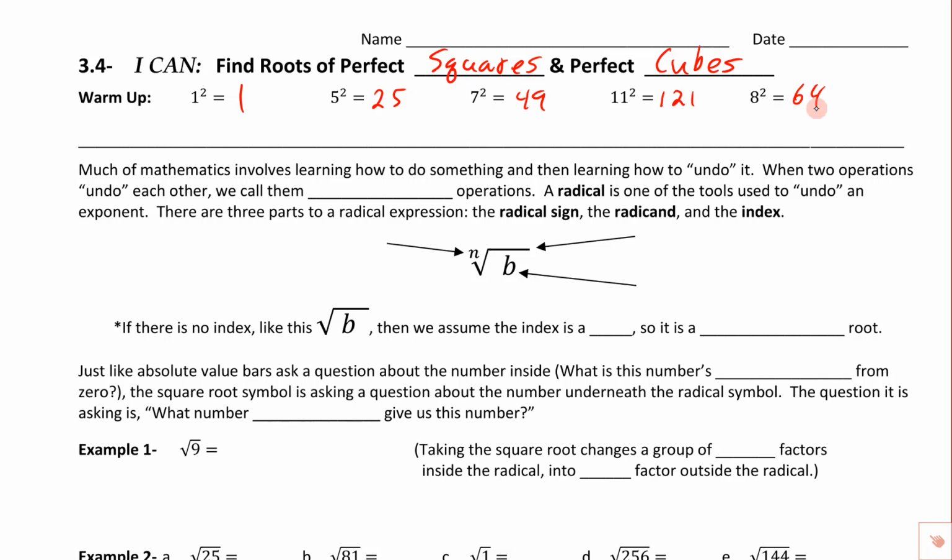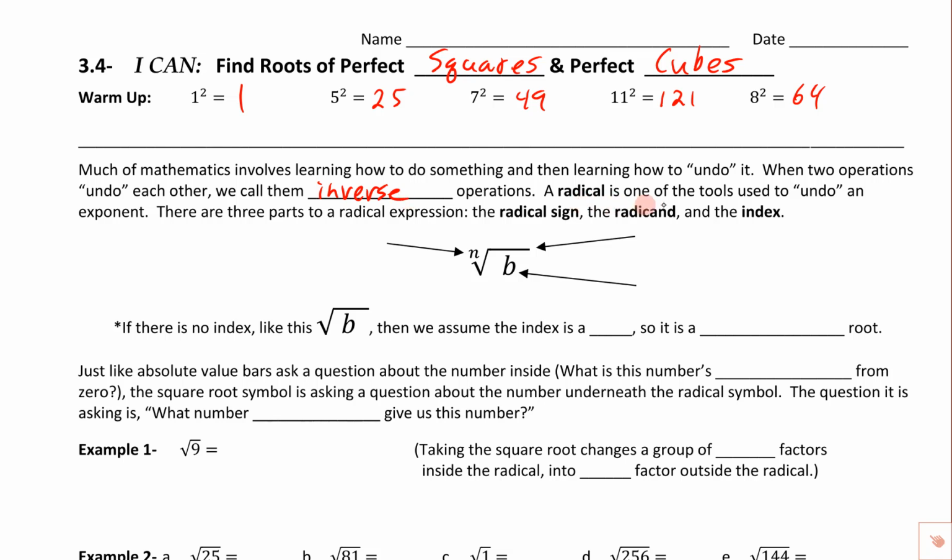Now, a lot of what we do in math comes down to this. We learn how to do something, and then we learn how to undo it. We do it forwards, and then we undo it. We go backwards. Like we learn how to add, and then we learn how to subtract. We learn how to multiply, then we learn how to divide. Now, when two operations undo each other, they have a special name. We call those inverse operations. So inverse operations are operations that undo each other.